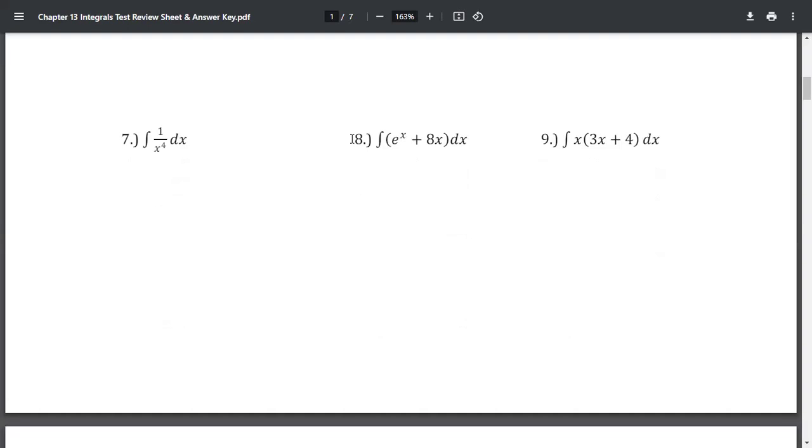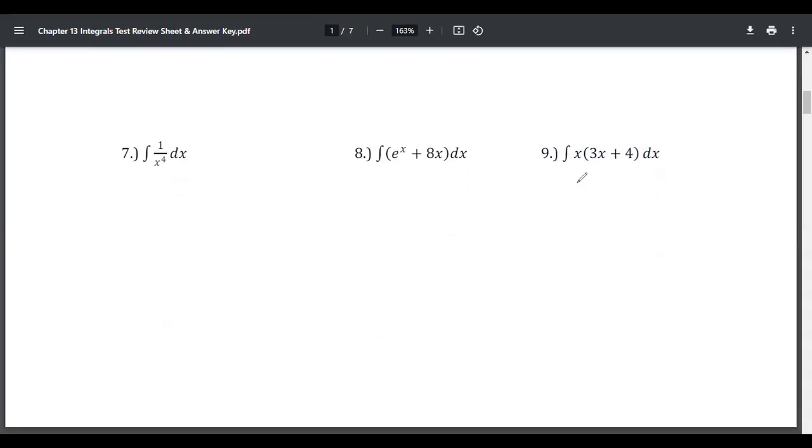Yeah, 4x squared plus c. Got it. Wonderful. How about this one? Don't you have to multiply the x by the 3x and the 4 first? Yes. So what do you get? You get 3x squared plus 4x dx.